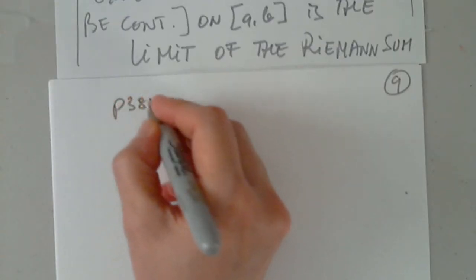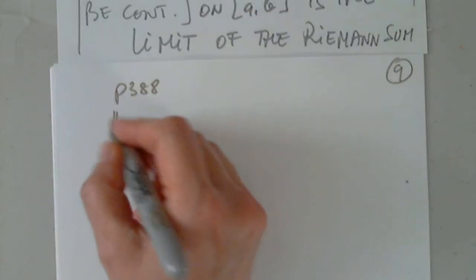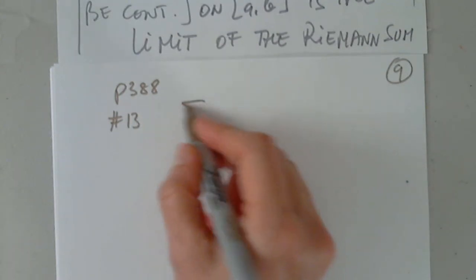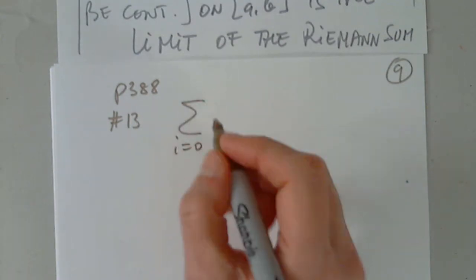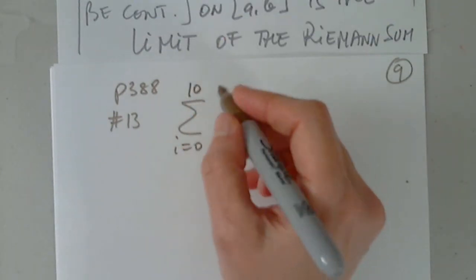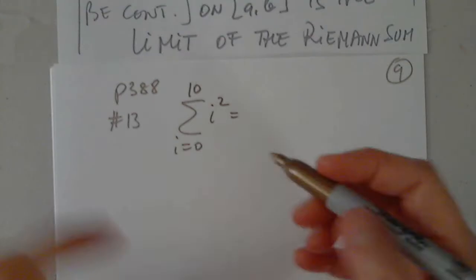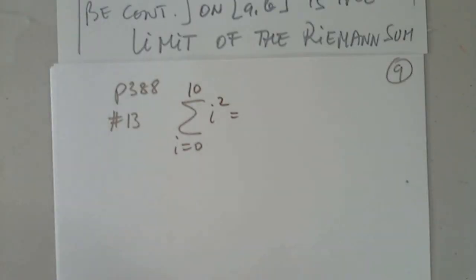Okay, I'm on page 388. We'd like to start with maybe a summation notation, so you see that it's in your book on page 388. I gave you a couple of examples, but let's say problem 13. And we have the sum from i equals 0 to 10 of i squared. We know what this means. So I'll remember this is 10.